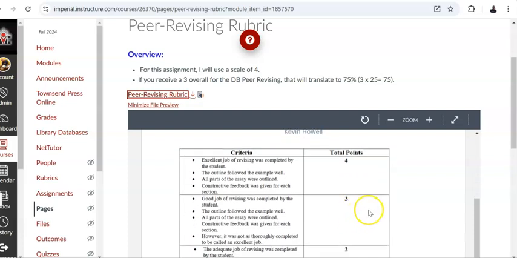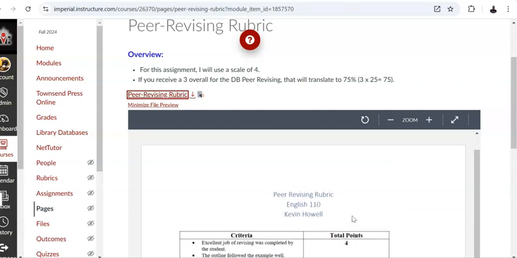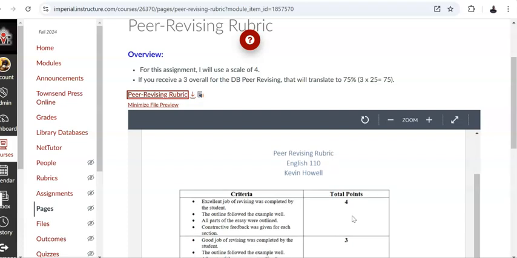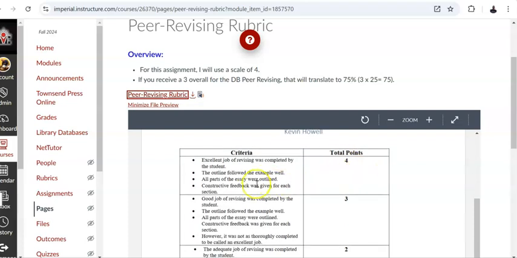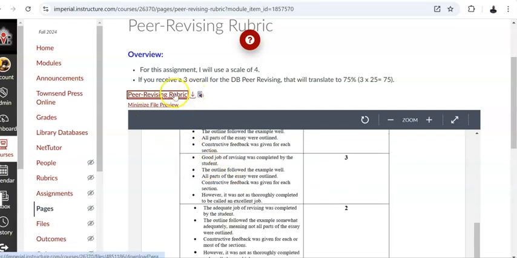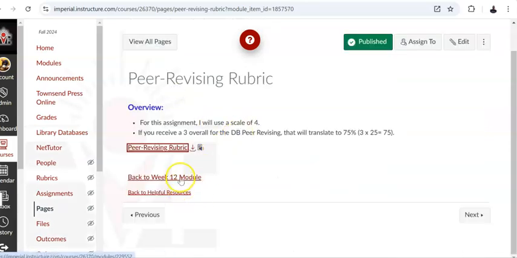3 times 25 is a 75. 3.5 times 25 would be an 80. So stuff like that. I will put in comments, this was a 4, and then up on the top I'll put 100 in the grade part. So that's how I will be grading this. Now make sure you do well on this because for the research essay, you're going to have to do this as well. I'm trying to get back to the module here.